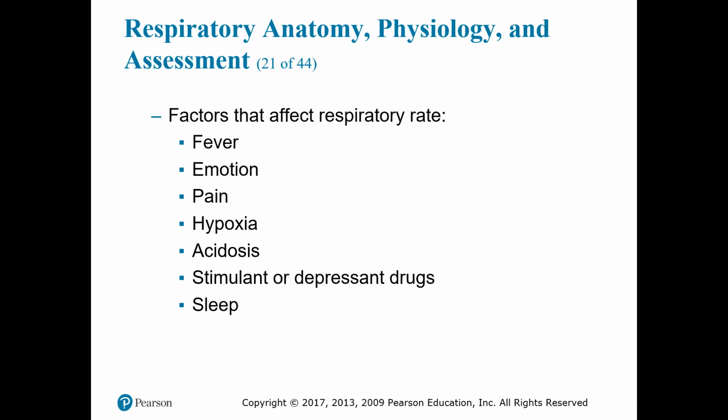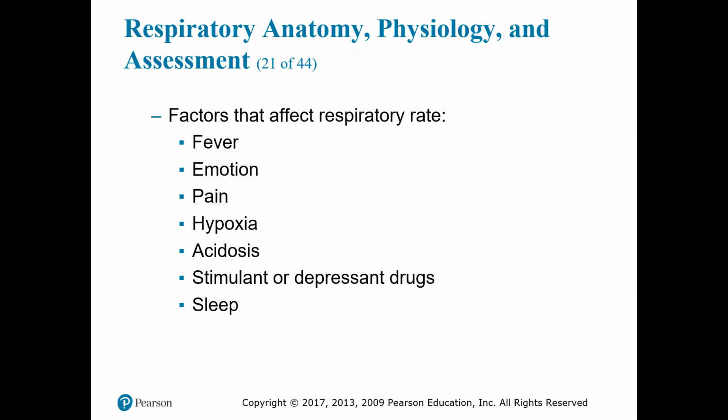Some of the factors that affect respiratory rate, we need to understand what a normal rate is. The respiratory rate is the number of respiration cycles in 1 minute. Normally 12 to 20 breaths in an adult, 18 to 24 in kids, and 40 to 60 in infants.